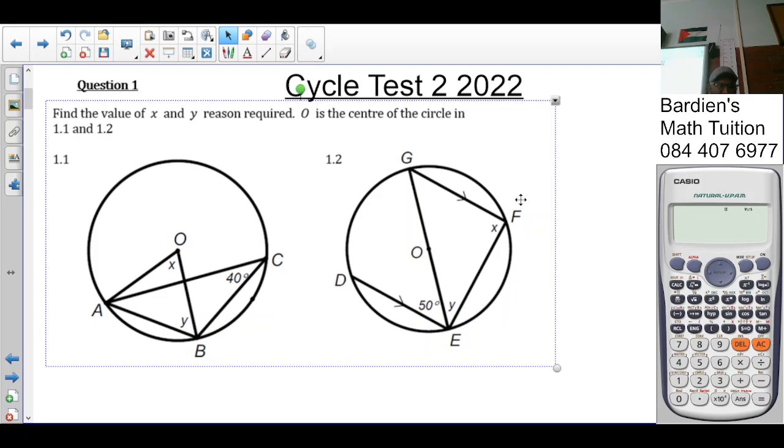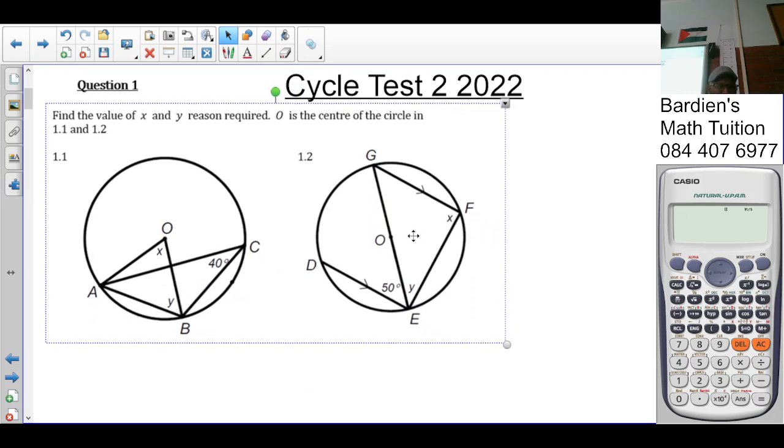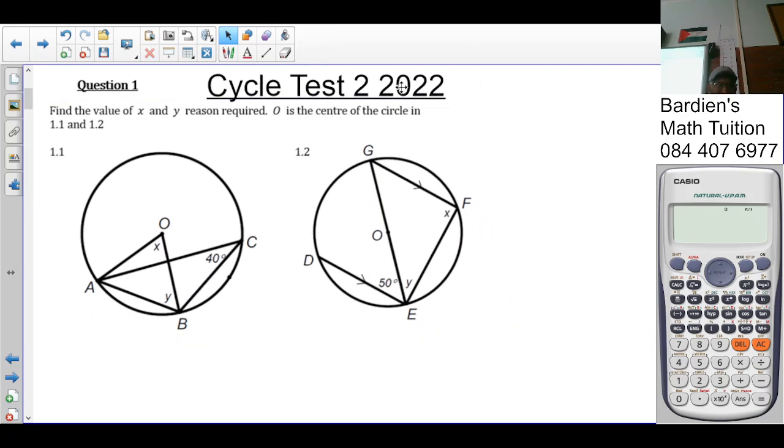First things first, question 1, 1.1. I'll scan the paper as well and send it to the group at the end of this lesson, with a memo. The question says, find the value of x and y. Reasons required. Always the center of the circle in question 1.1 and 1.2.